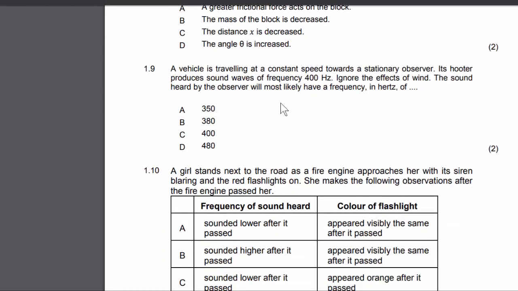A vehicle is traveling at a constant speed towards a stationary observer. Its hooter produces a sound wave of a frequency of 400 Hz. Ignore the effects of the wind. The sound heard by the observer will most likely have a frequency of, okay, so I'm driving towards. If I drive towards, then I'm driving in the direction of my sound waves. So my sound waves are closer together.